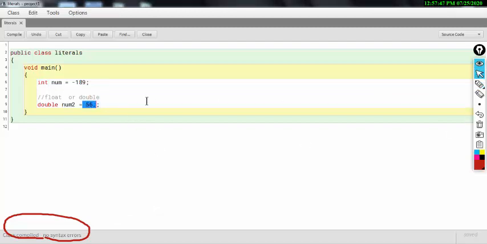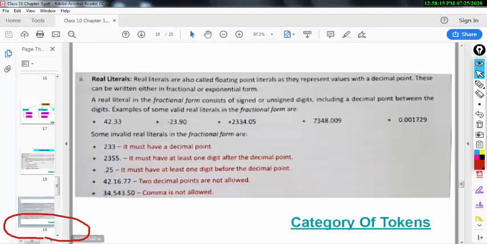Similarly, if we do not write a digit before the decimal point, it will again compile, but internally it has made it as 0.3, that is why it is not resulting in an error. Otherwise, the rule is that after the decimal point and before the decimal point, there should be at least one digit.